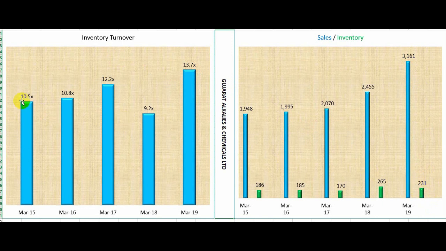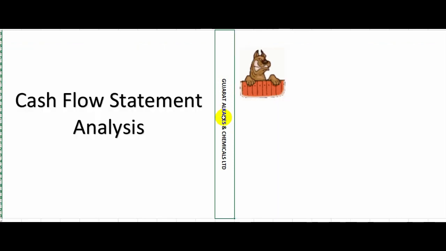And we see again a consistency of around 10 times, 12 times, 9 times and 13 times. So sales was high at around 10 times to 13 times. So this is a good value. Again, we want to see a consistency in the numbers as well. This completes our analysis of the balance sheet, and we'll move on to the cash flow statement analysis.